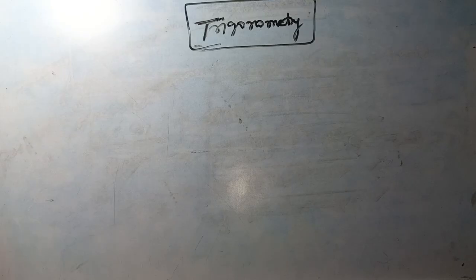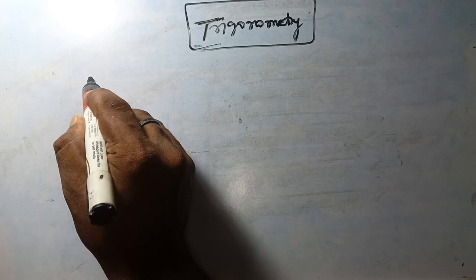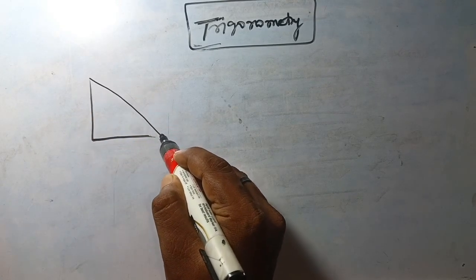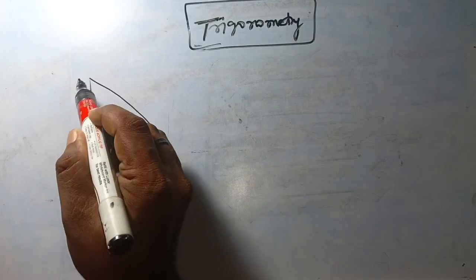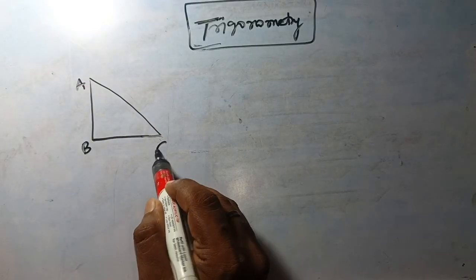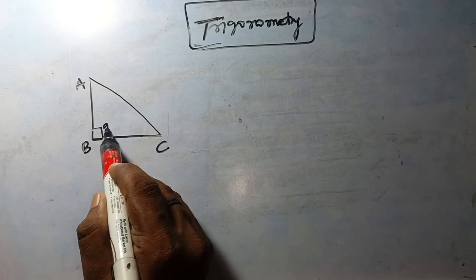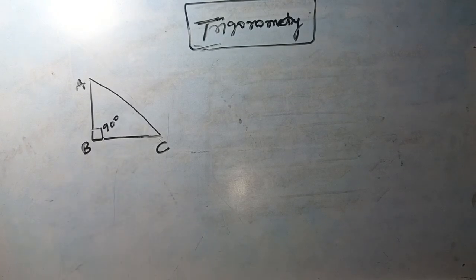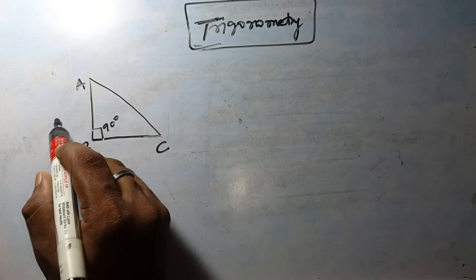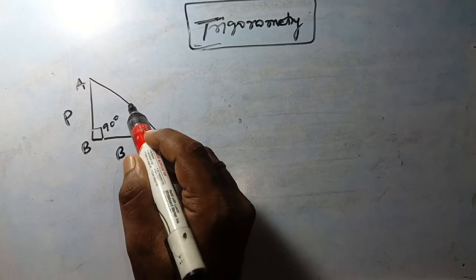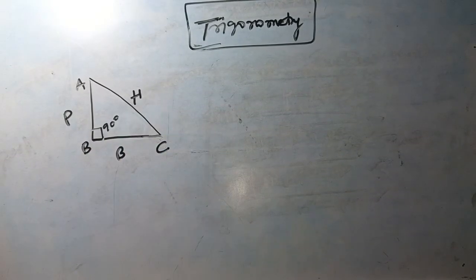So let's begin. Let's consider a triangle ABC, A, B and C. Consider angle B as 90 degrees. So this is a right angle triangle. Consider AB as perpendicular, BC as base and AC as hypotenuse.